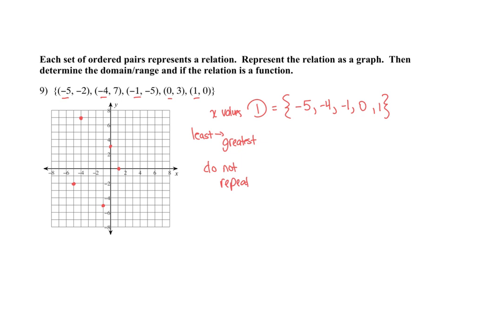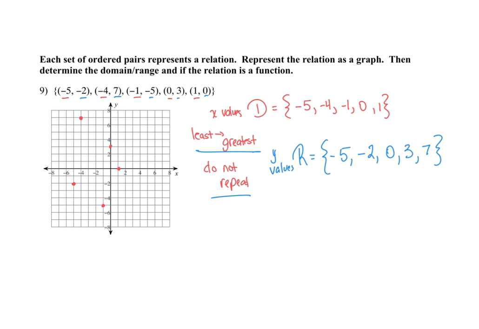My range then are my y values. And the same is true: least to greatest and do not repeat for y values. So for y, I have -2, 7, -5, 3, and 0. So I'm going to do least to greatest. I'm going to start with that -5, then -2, then 0, 3, and 7. All right, that is my range.